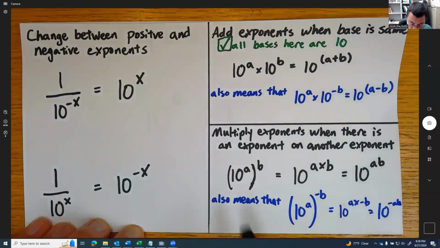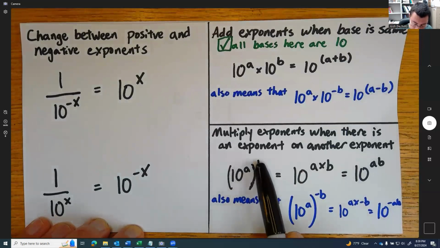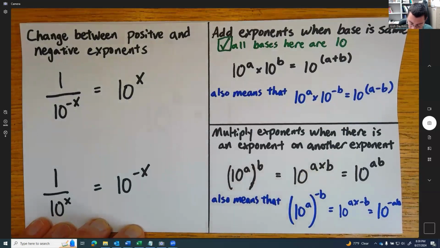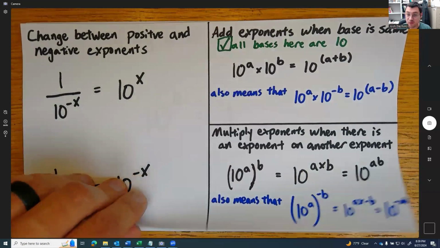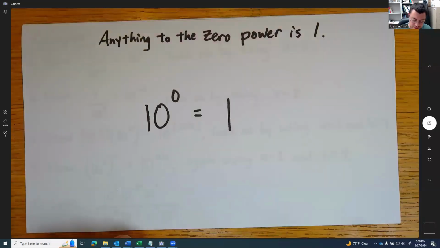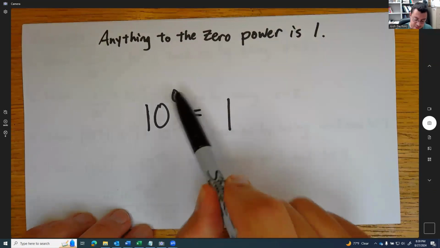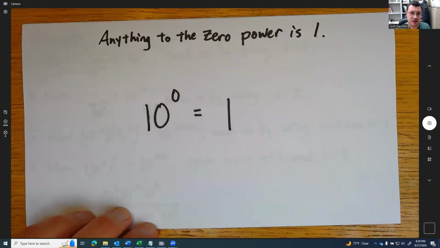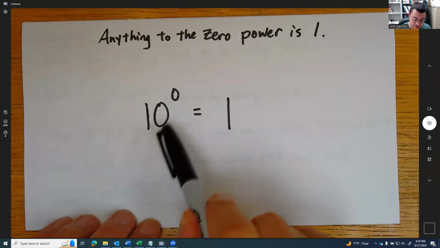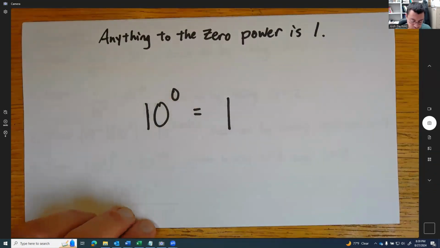If we have a situation where we have one exponent on another, then that would result in the two exponents being multiplied. Same thing applies if there's a negative number. You can see that result there. The one last thing to keep in mind has to deal with the number 1, which is anything to the 0th power is equal to 1. So in our examples with a base of 10, 10 to the power of 0 is equal to 1.